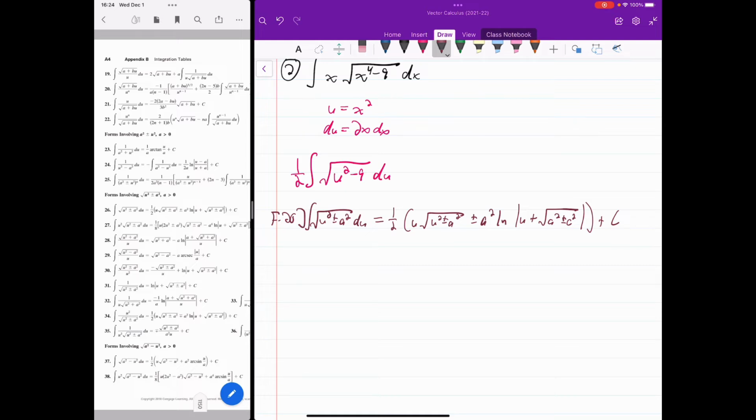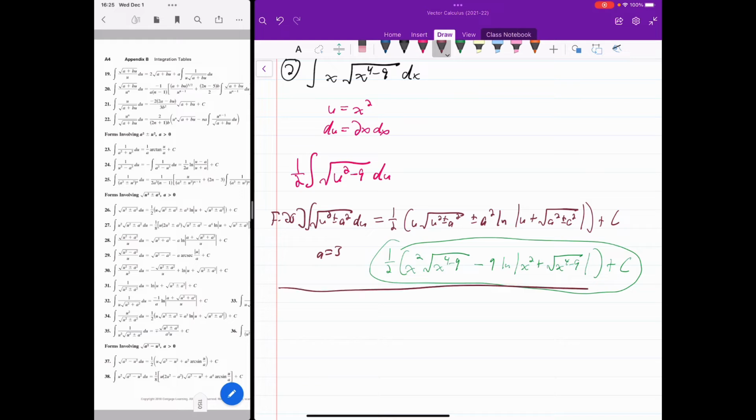Okay, so in any case, we already have u equals u. I'm just going to let a equal 3, and let's just plug it in. Kind of fun. You get 1/2 times u, which was x squared, then you have the same radical x to the 4th minus 9. Still have a minus. Then you have a squared, and we said a is 3, so that is 9 natural log absolute value of x squared plus radical x to the 4th minus 9, close absolute value, plus c. And that's it.